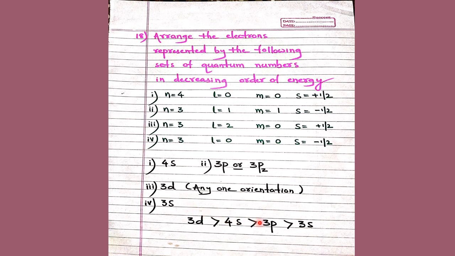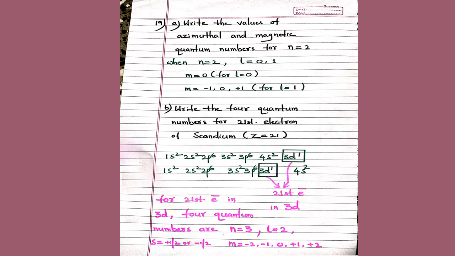Now write the values of azimuthal and magnetic quantum numbers when n equal to 2. For n equal to 2, what are the l values? 0 and 1. So m value is 0 for l equal to 0, and -1, 0, +1 for l equal to 1. Please refer to the quantum number chapter.